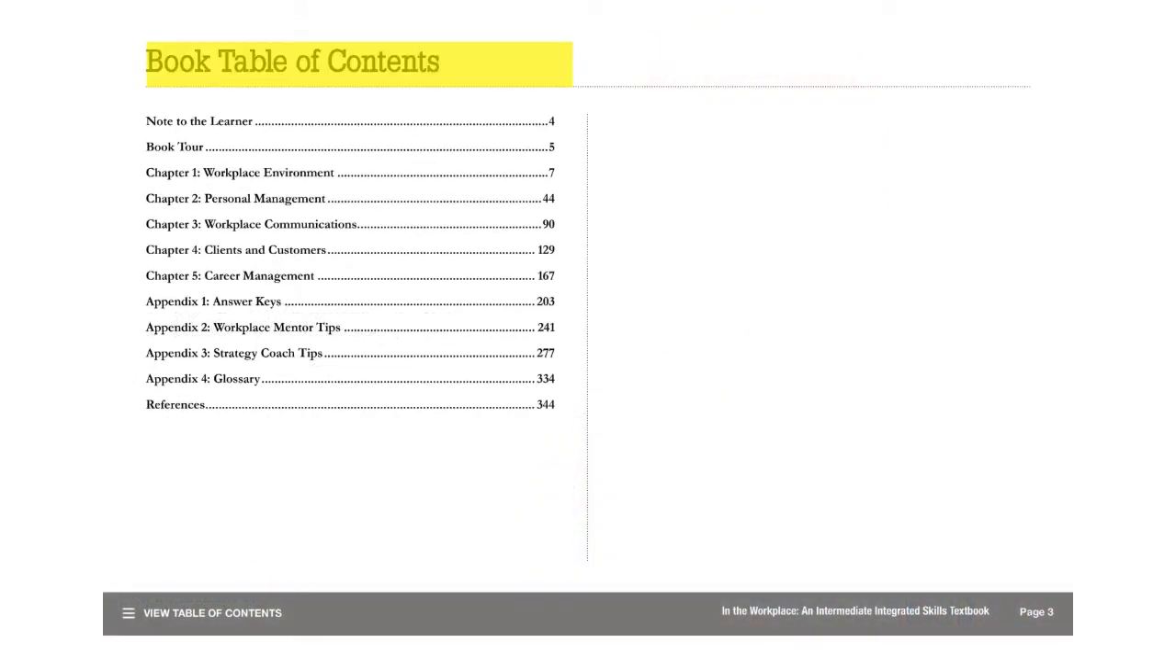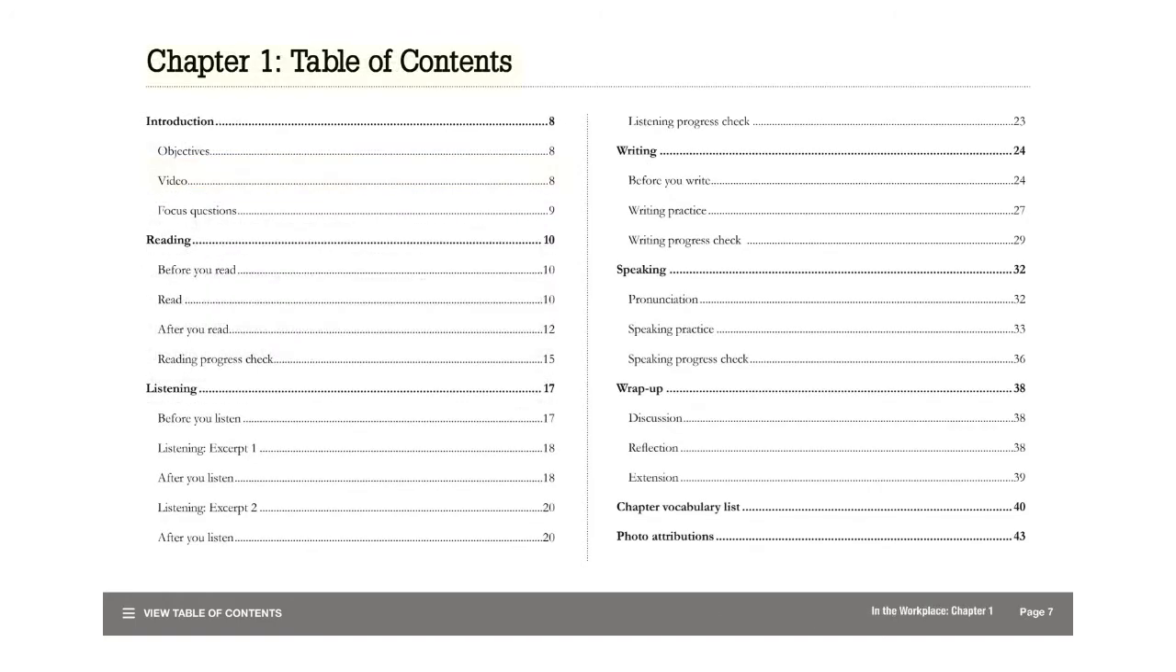It lists all the parts of your textbook. You can click on this main table of contents to easily go to any part of the textbook you want. Click here to go to Chapter 1. Now we are on the Chapter 1 table of contents. You can always go back to the main table of contents anytime by clicking here. All the chapters in the textbook are organized in the same way.